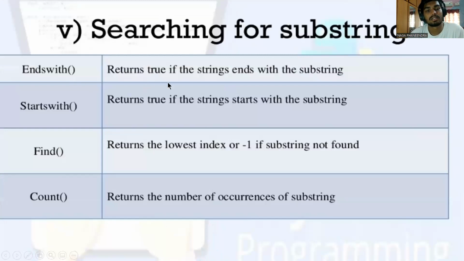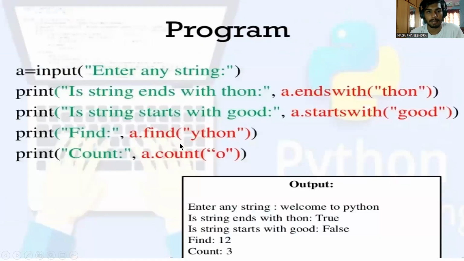endswith returns true if the string ends with the exact substring which we give, and startswith returns true if the string starts with the substring which we give. find will find the lowest index of the substring, and it returns minus one if the substring is not found. count returns the number of occurrences of a substring.